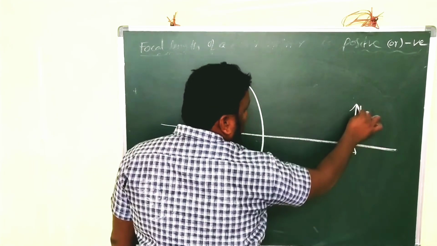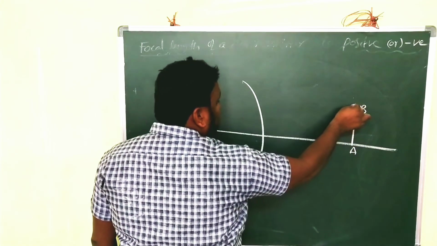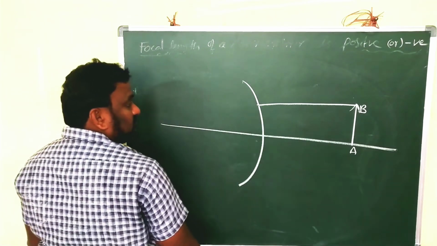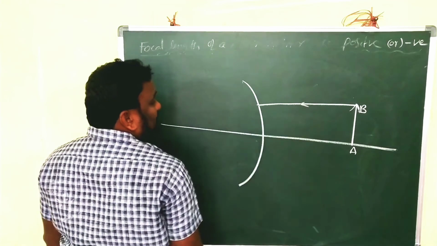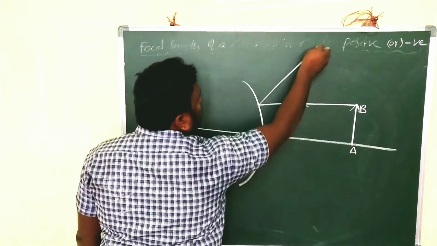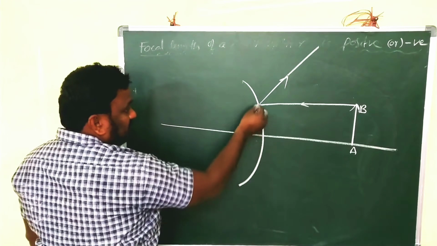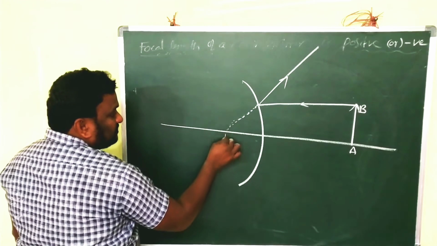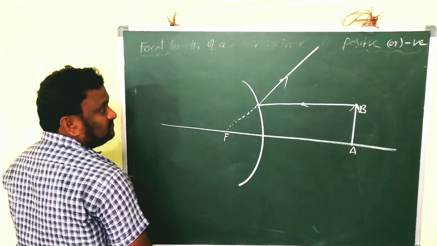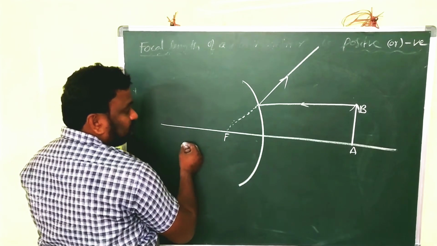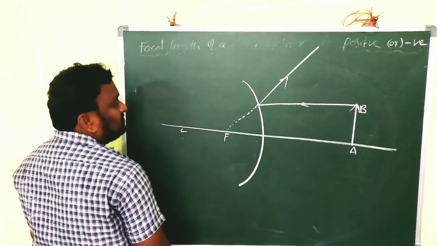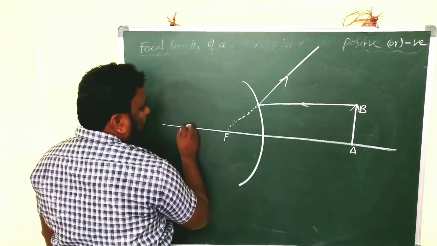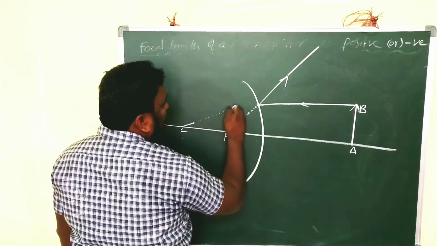This is AB, the object. One ray is parallel to the principal axis, and it is reflected like this, and the reflected ray passes through the focus. And here, this is the center of curvature, and from that we are drawing a normal like this.